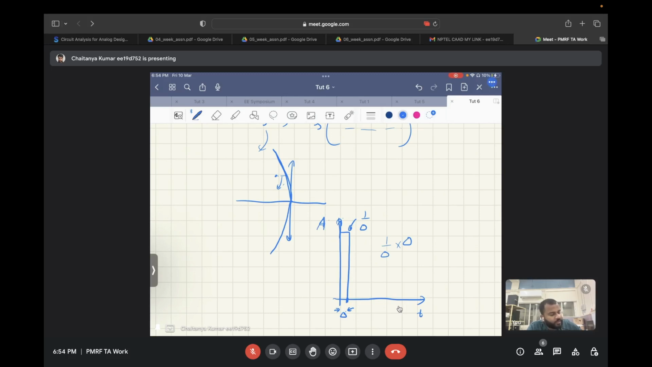So what will this area signify? The area under the curve of a current impulse waveform is 1. What does that signify? What physical quantity does the area under a current curve signify? I'm not getting it, sir. Can you repeat? There is a current waveform with time, let's say some I. If I take the area under this curve, let's call this A, what does this A signify?